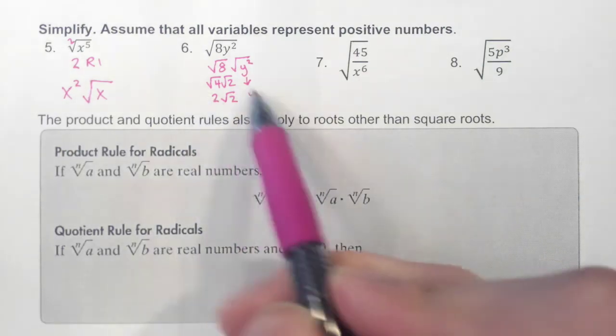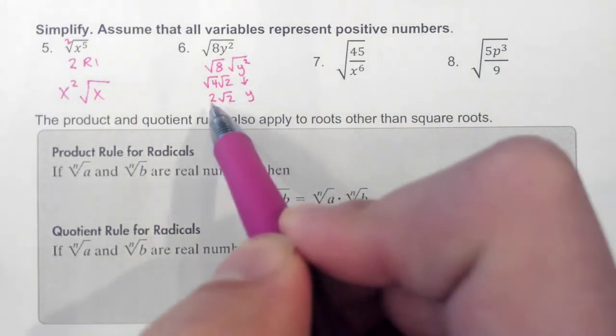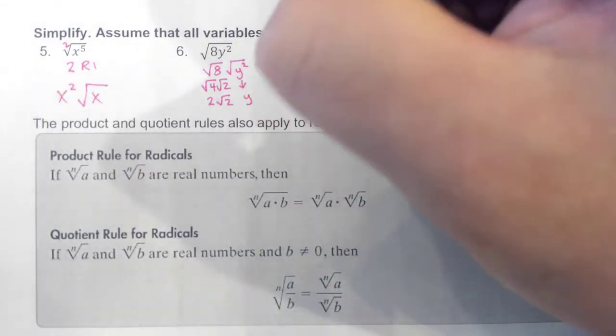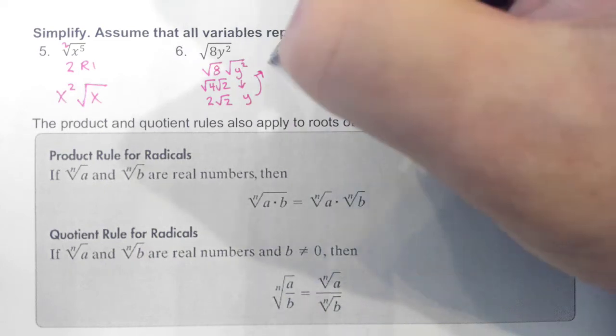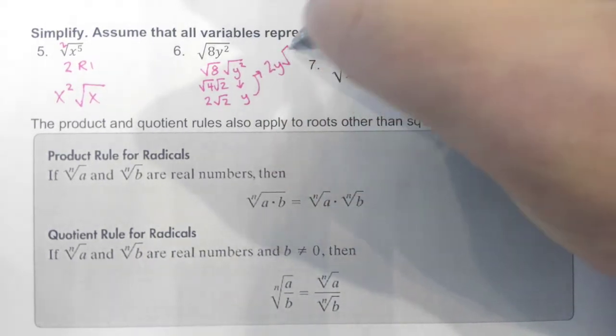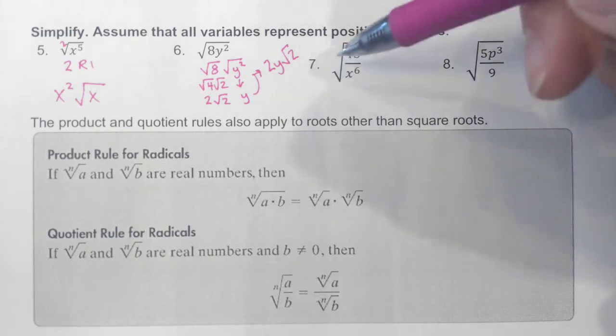And then I just want to have my final answer. I'm going to put my things outside of the radical together, and the things inside of the radical will go together as well. So my final answer would be 2 on the outside, the y on the outside, and the square root of 2 goes last. The radical always goes last on the answer. So it's 2y square roots of 2.